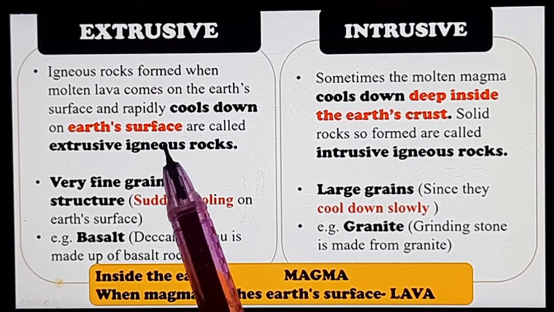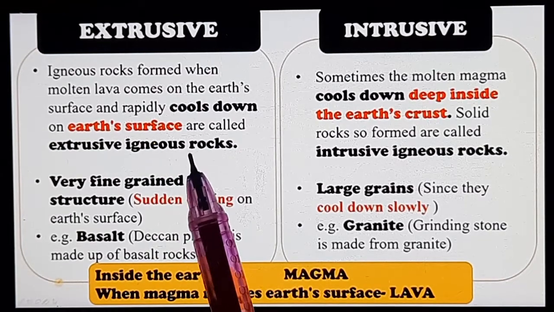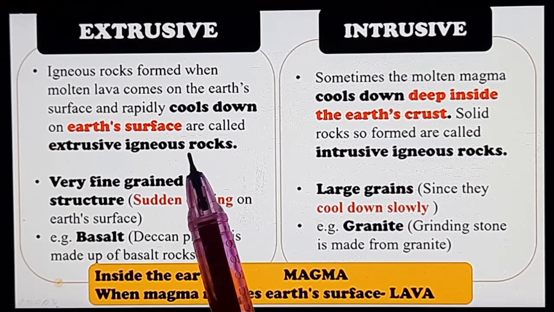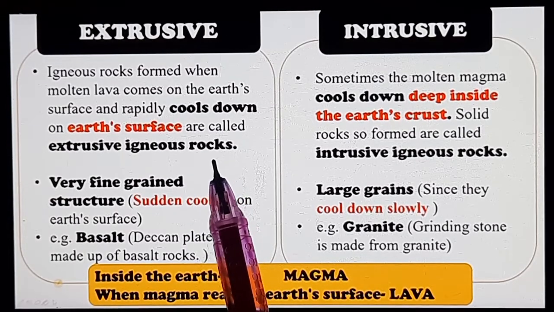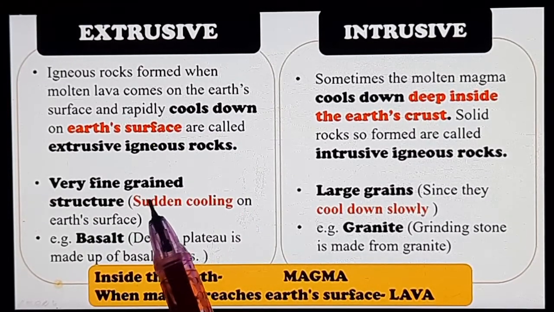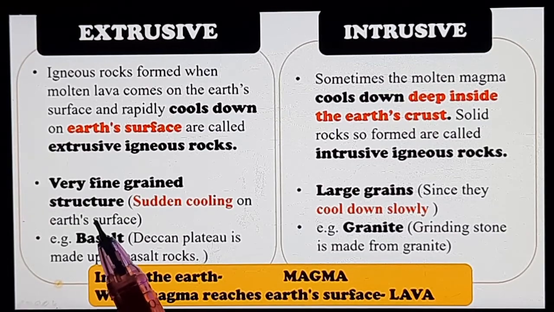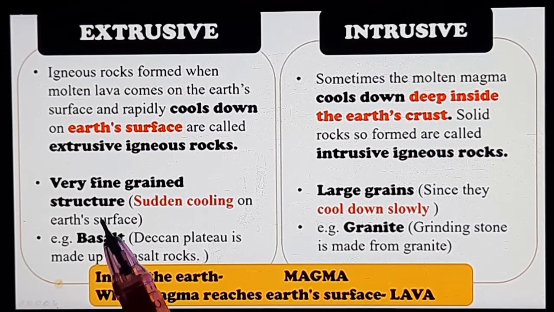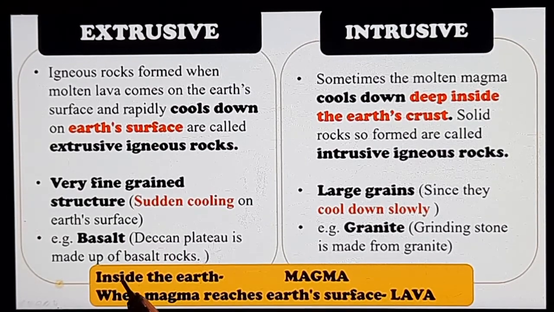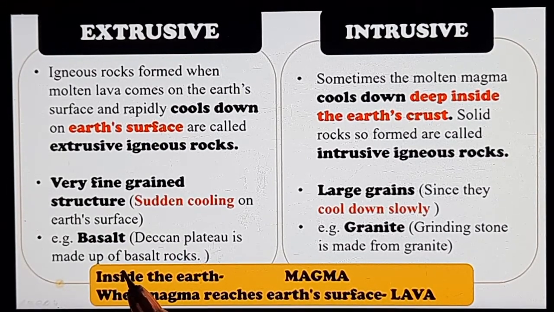Then it cools down on the earth's surface. This type of rock is called extrusive igneous rock. It has a very fine grained structure. For example, basalt is an example of extrusive rock.